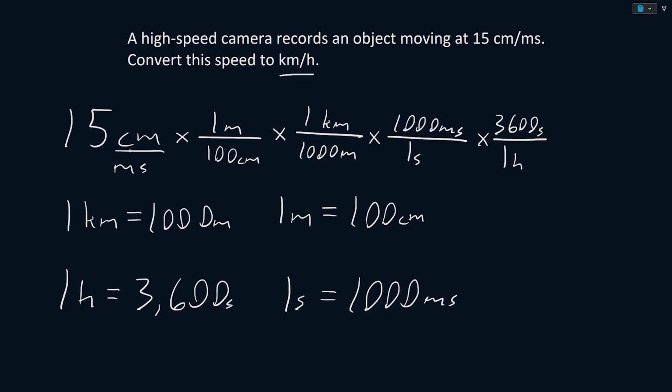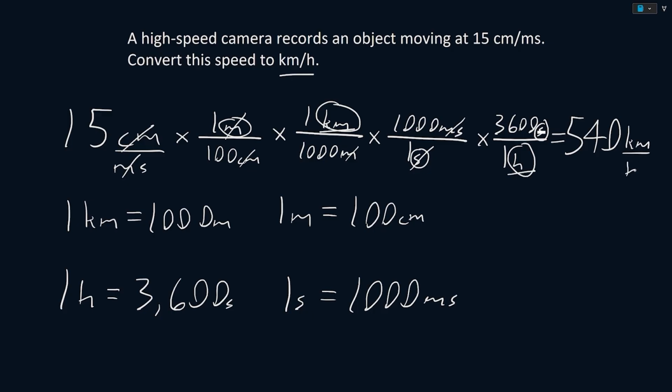Multiplying through all this, we see that the centimeters cancel and give us meters, then the meters cancel and give us kilometers, then the milliseconds cancel and give us seconds, then the seconds cancel and give us hours. This leaves us with kilometers per hour. Solving this, we get that 15 centimeters per millisecond is equivalent to 540 kilometers an hour.